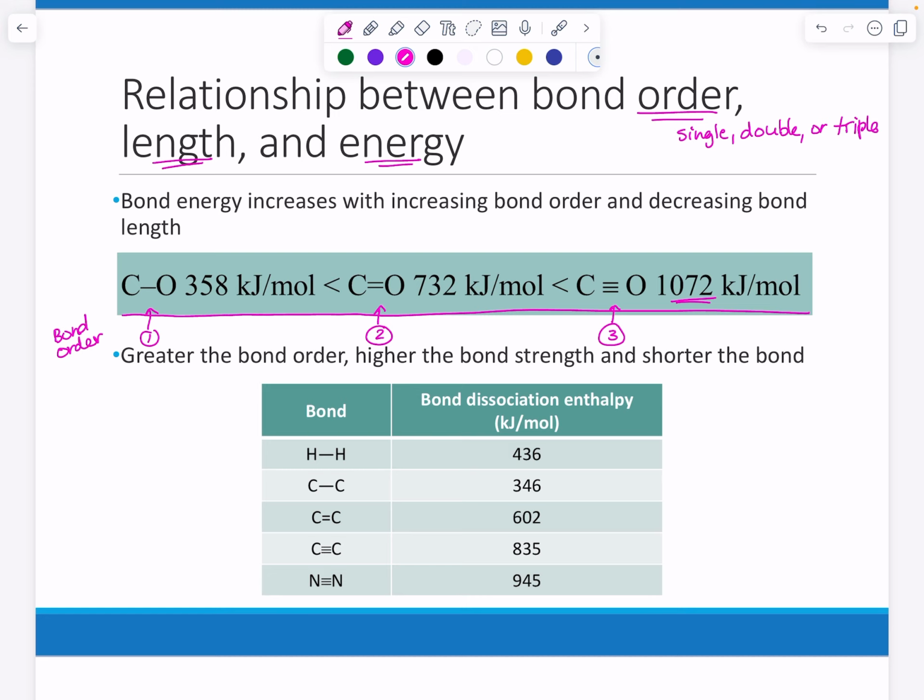Now, if we were to measure the length of these, we would find that this is the shortest. And this is going to be the longest of the 3 bonds.